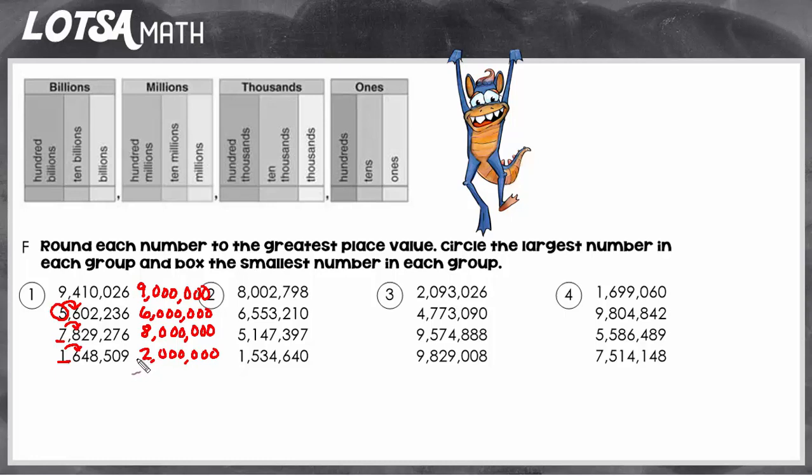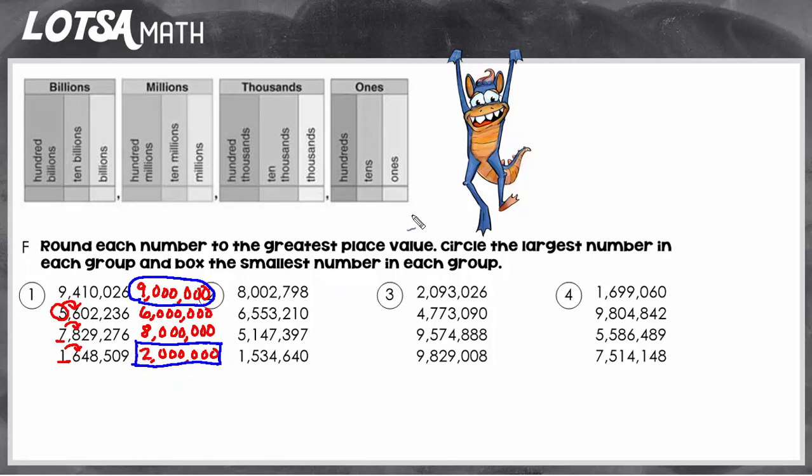And now what we're going to do is circle the largest number in each group and box the smallest number. So we just have to look and compare. All of these have the same number of digits, so we just need to look in the millions place. So the largest number would be 9 million. So I'm going to put a circle around the largest number. I'm going to box the smallest number. So the smallest number is going to be 2 million. I'm going to put a rectangle around the smallest one.